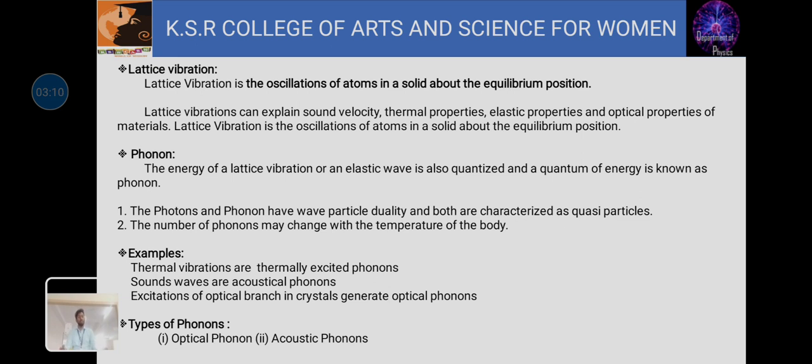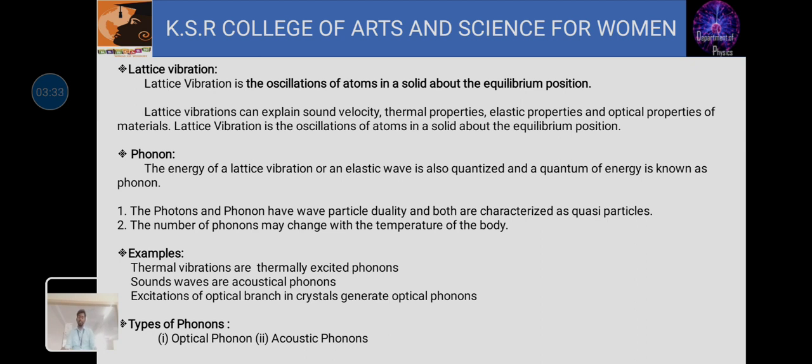Now we are going to see lattice vibration. We have to know what a lattice is. We all know what a lattice is. It means a regular arrangement of atoms. In other words, an n-dimensional array of points, each of which has an identical surrounding. Lattice vibration is the oscillation of atoms in a solid about their equilibrium positions.